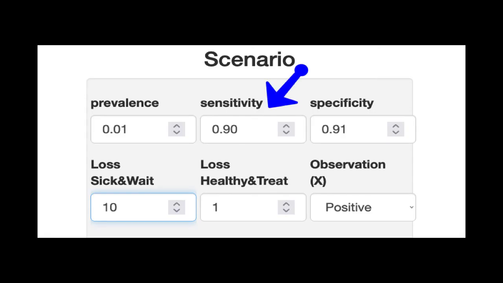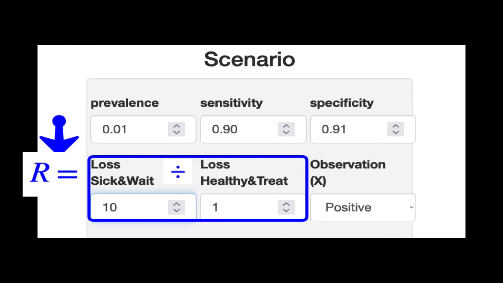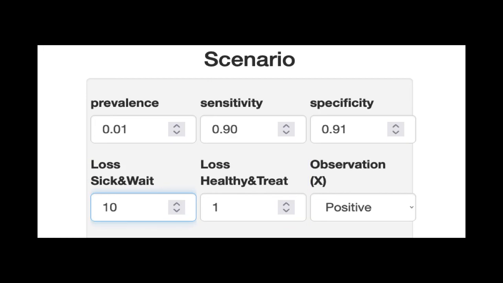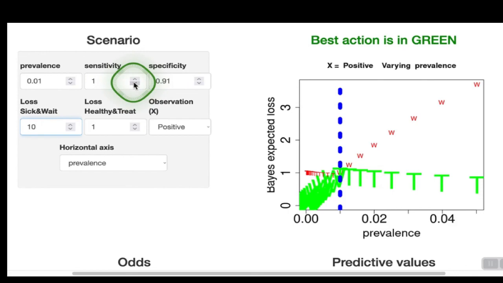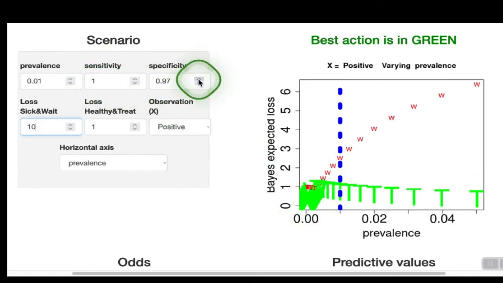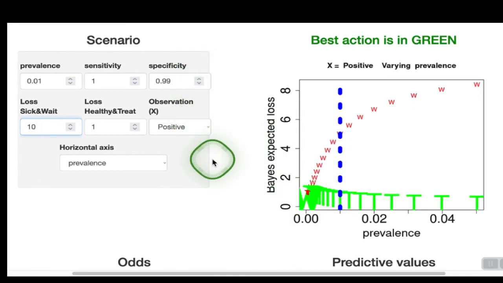Other ways to make the treatment action the best action include raising the sensitivity or specificity, or raising R by raising the loss of a false negative, or lowering the loss from a false positive. Raising the specificity is much more important than raising the sensitivity. You can play around with the scenario yourself. A link to this page is in the description.